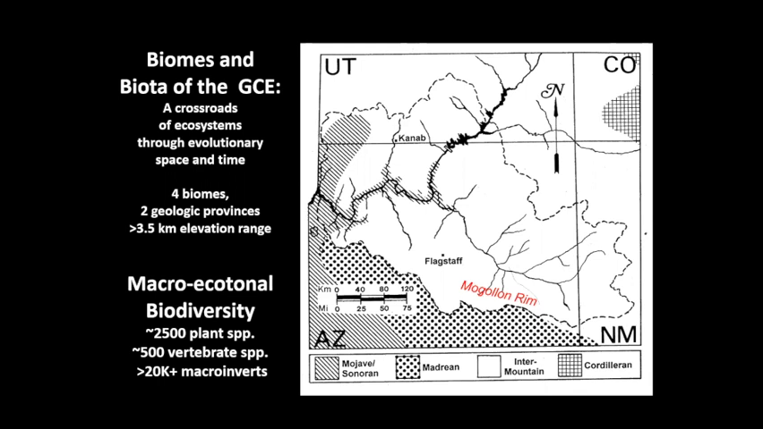Again, it's the intersection of 2 geologic provinces, 3.5 kilometers of elevation change across the landscape. So it's really a macro ecotone of biodiversity with about 2,500 plant species, more than 500 vertebrate species, and perhaps 20 to 50,000 macroinvertebrate species.